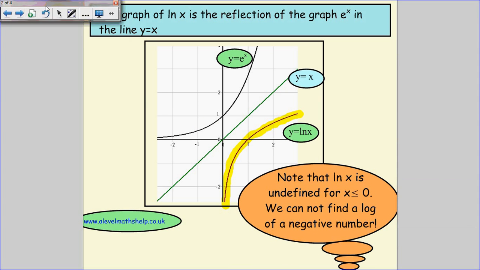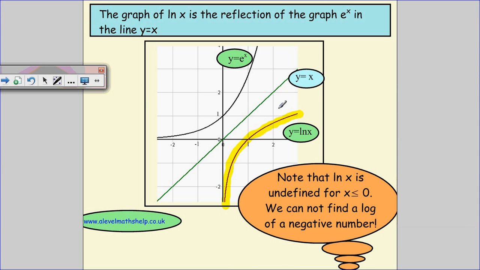The graph of ln x is given here, this highlighted bit there, and it's interesting to see that in fact the graph of y equals ln x is the reflection of the graph of y equals e to the power of x in the line y equals x. And when you have that, that means one thing is the inverse of the other thing.